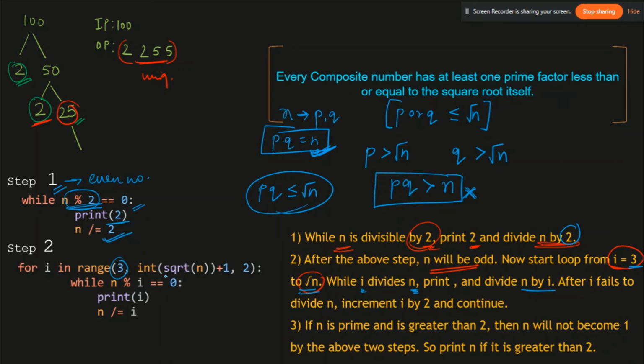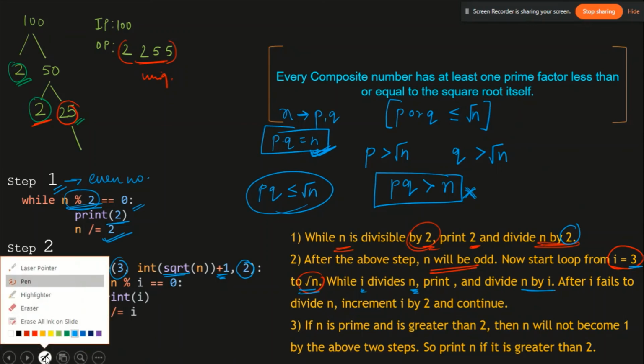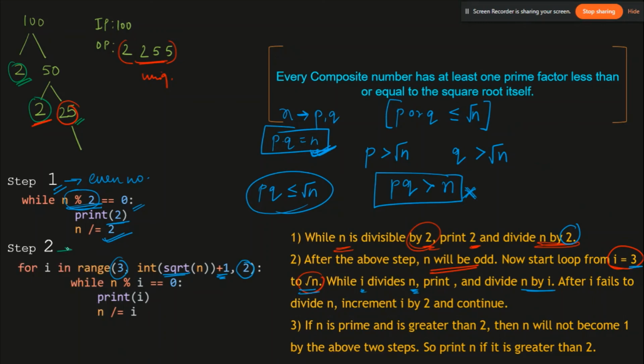You need to remember to import square root from the math module. Of course we add 1, but the catch is that we need to increment by 2, because we are not going to get even numbers now. We divide by odd numbers only. So step two deals with odd composite numbers, and if i fails to divide n, then we increment by 2 and continue.